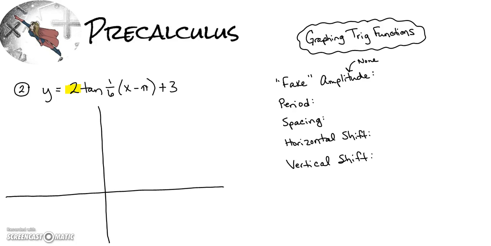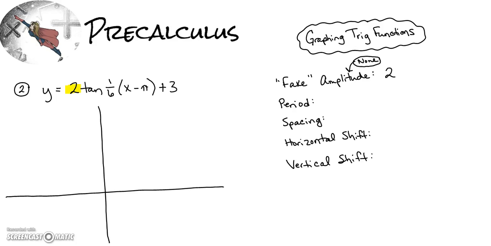Now that's normally where our amplitude is located, but technically with tangent and cotangent, the amplitude, there is none. So if your teacher asks you for the amplitude of tangent, just say none. But that 2 is still important, so I'm going to call it our fake amplitude, and I'm just going to put it in our list here so that we don't forget about it.